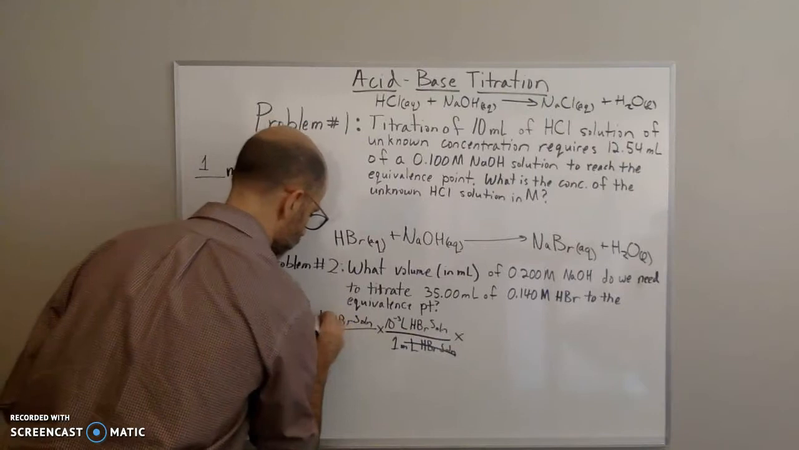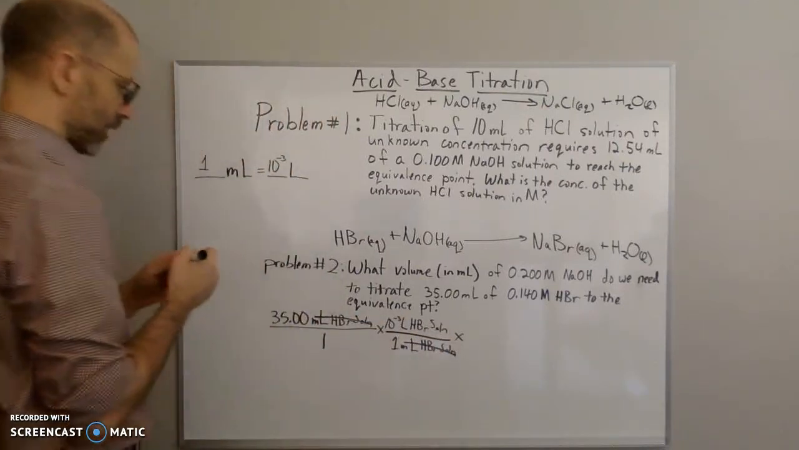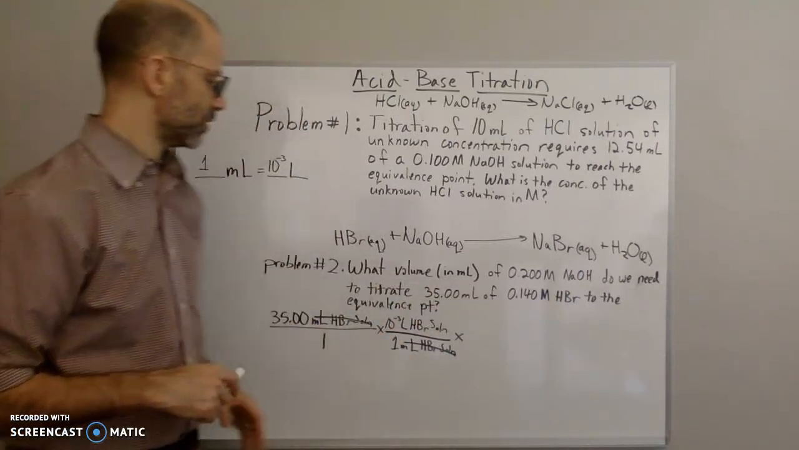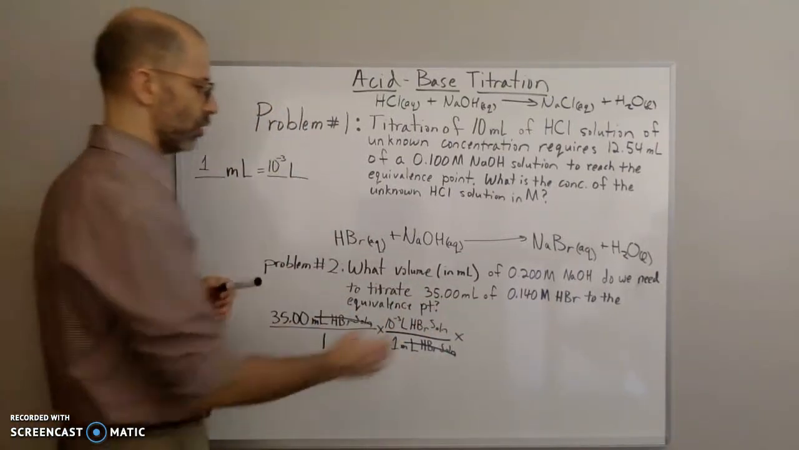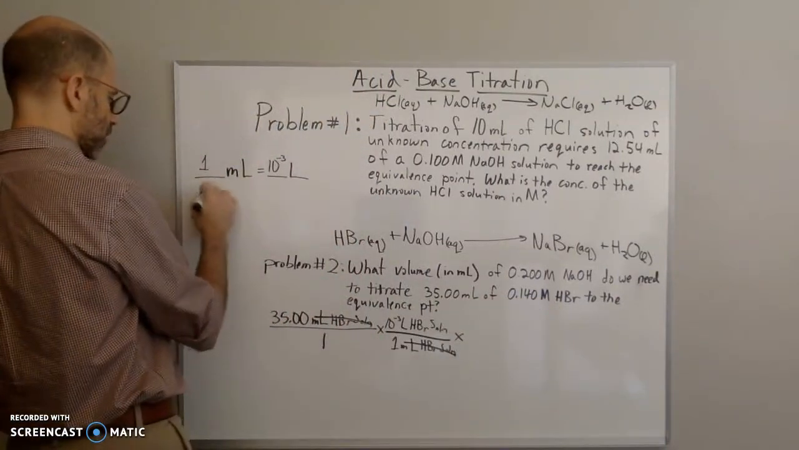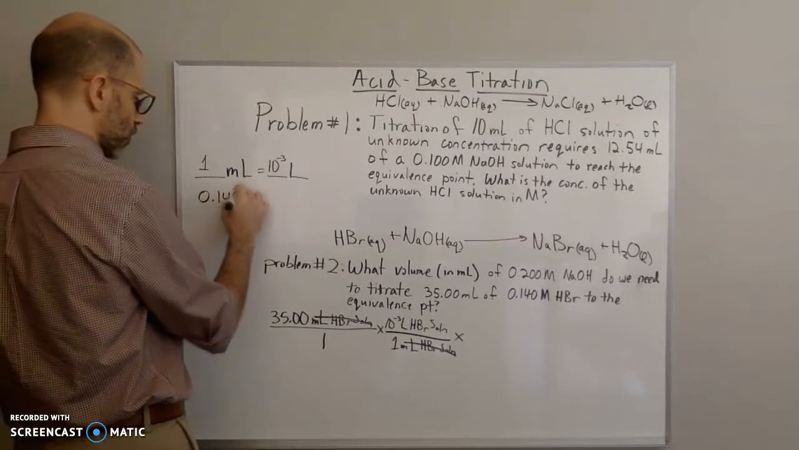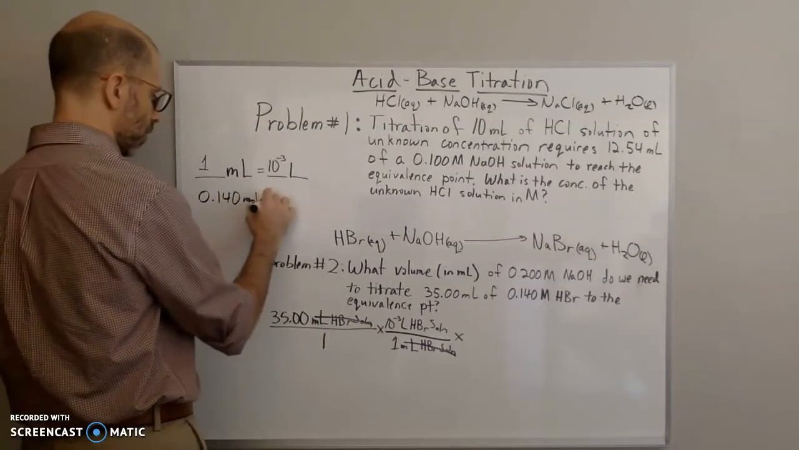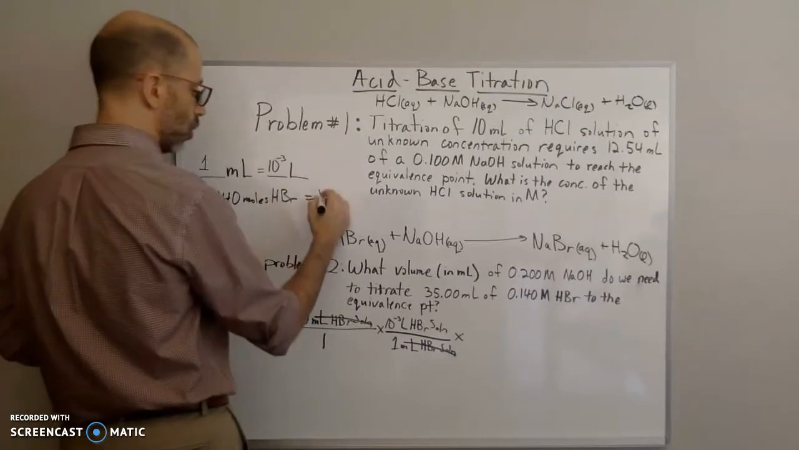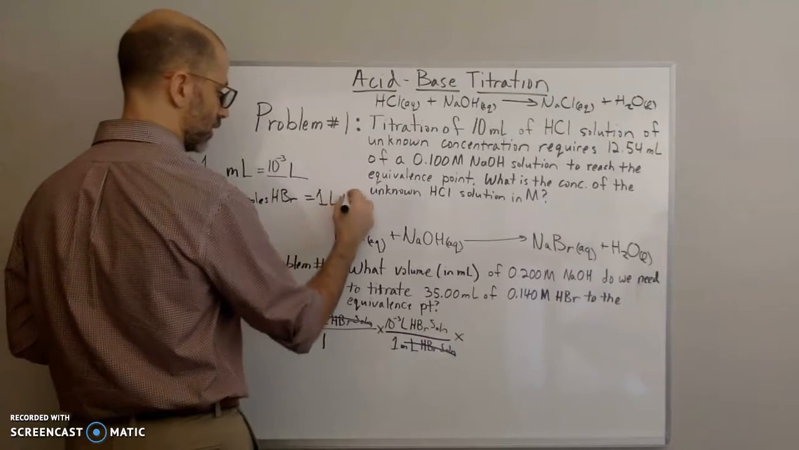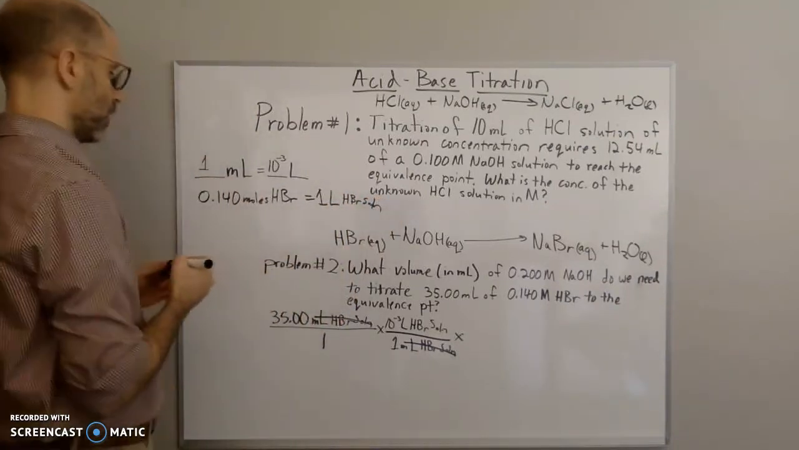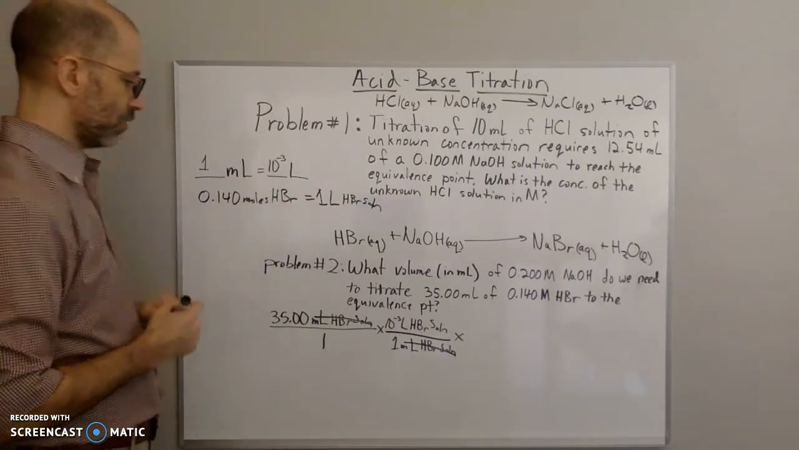Milliliters of HBr solution are going to cancel out, and now I have liters of HBr solution. So now I can use molarity as a conversion factor. I know the molarity is 0.140 molar. That means that I have 0.140 moles of HBr in 1 liter of the HBr solution. So I can use that as a conversion.